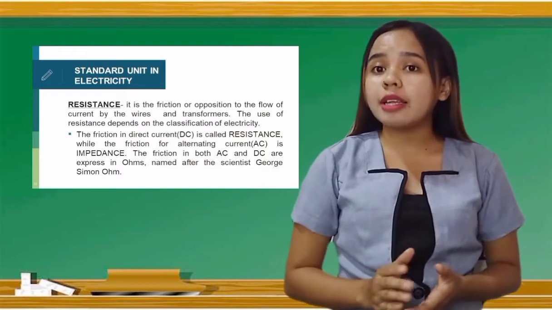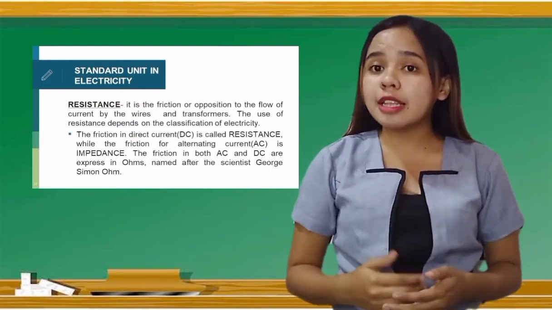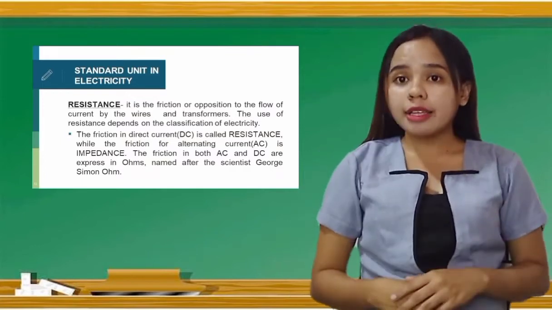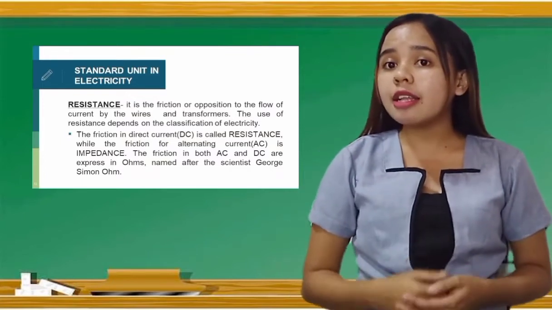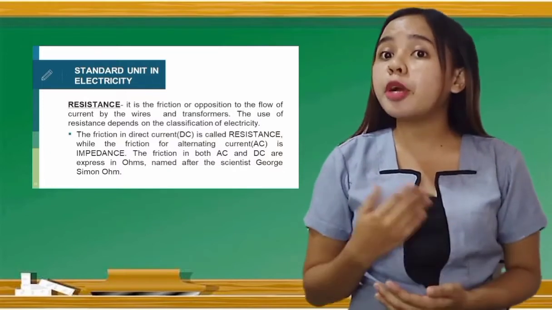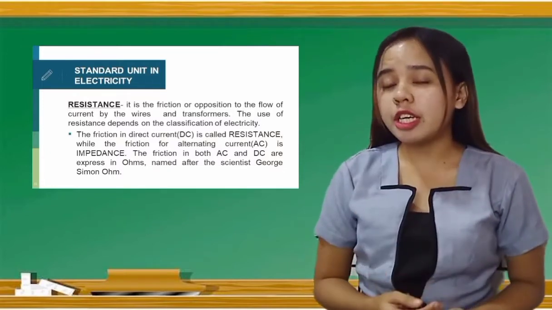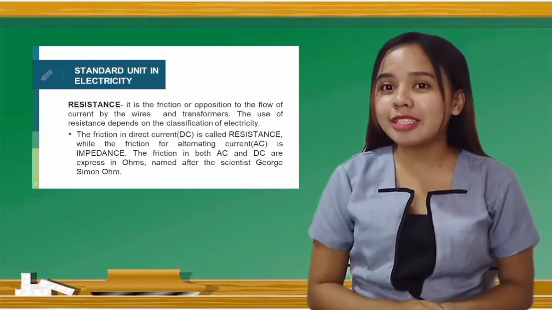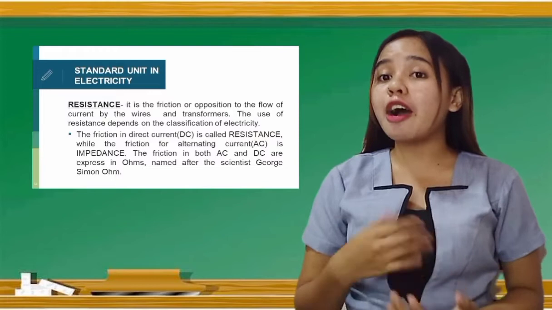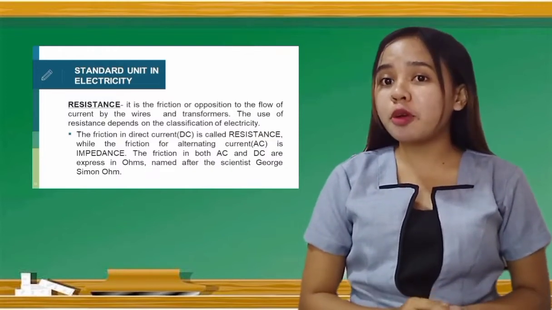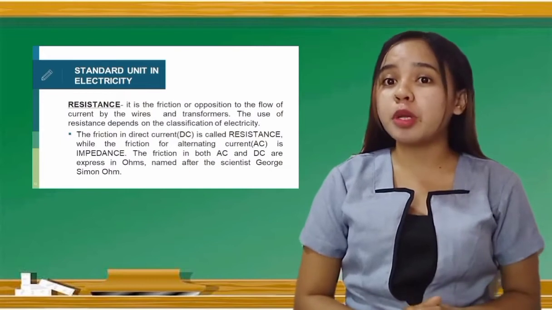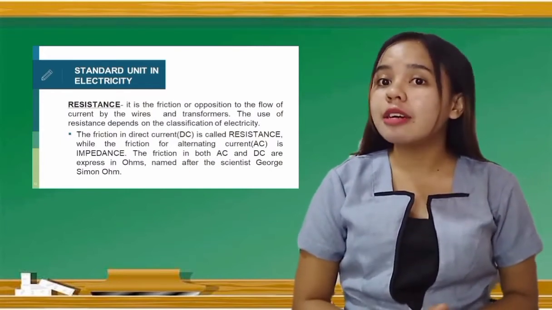Direct current is when electrical current flows consistently in just one direction, while in alternating current, the electrical current reverses directions periodically. The friction in both AC and DC is expressed in ohms, which was named after the scientist George Simon Ohm, who studied the relationship between current, voltage, and resistance. Again, for the standard units in electricity, we have ampere, voltage, watt, and resistance.